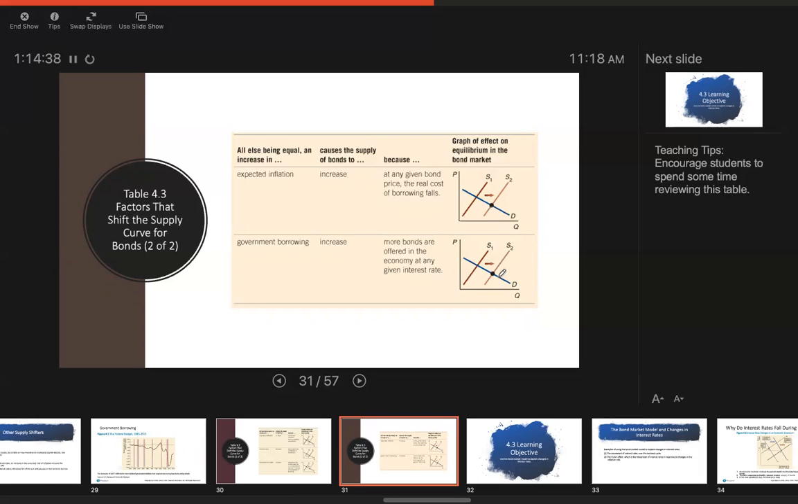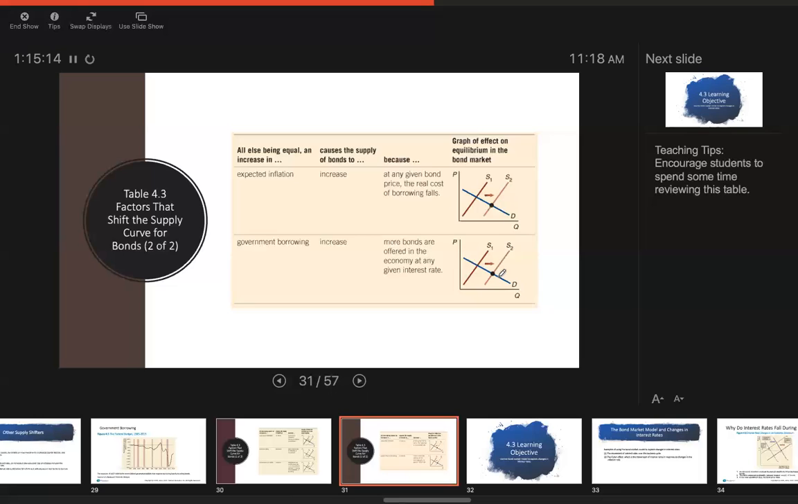And finally, government borrowing. If government borrowing goes up, the government needs to borrow money by issuing government bonds, government debt, and so you'll see an increase in the supply of these bonds at any given interest rate. Okay. All right. So that basically covers this model of supply and demand for bonds. We think of the bond market as consisting of the demand side and the supply side of the market, and the equilibrium price of these bonds is determined by what is happening to demand, where the demand curve is at and where the supply curve is at.